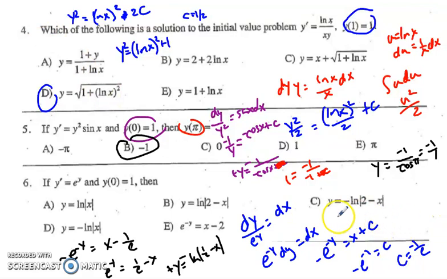Okay, so I just went and checked the key, and the key says that C is right, but I think that C is not right. It's the general format that you get, but the constant is wrong. So there is no solution to this one that's correct. If we had had this as a 1 over e, then we would have been all set.